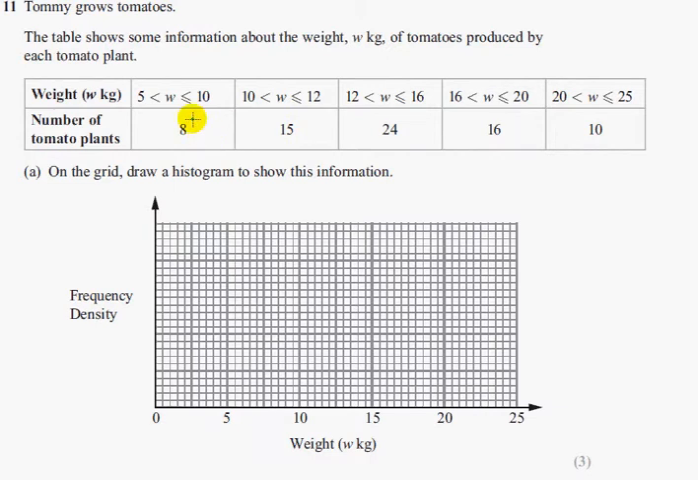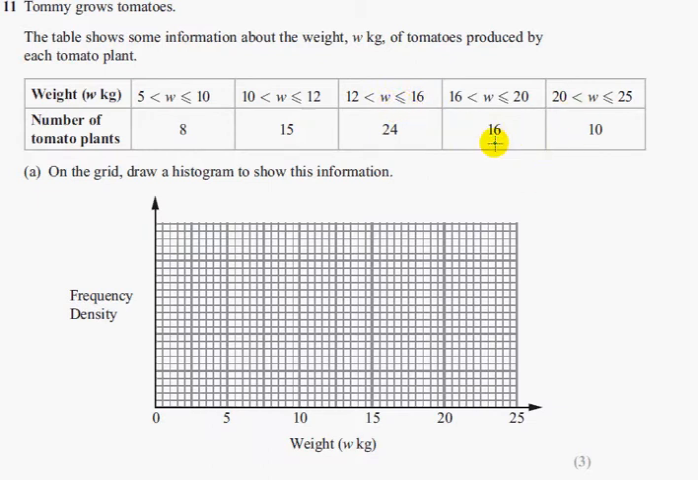Now, if we have just a quick look here, there were 8 tomato plants that were greater than 5 kilograms but less than or equal to 10 kilograms. There were 15 tomato plants which were greater than 10 kilograms but less than or equal to 12. 24 that were greater than 12 kilograms but less than or equal to 16, and so on.